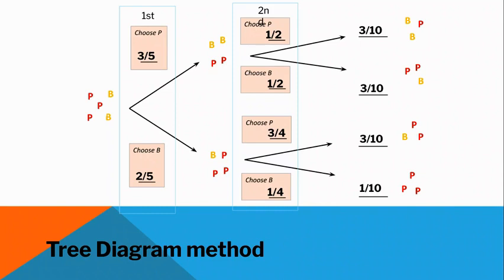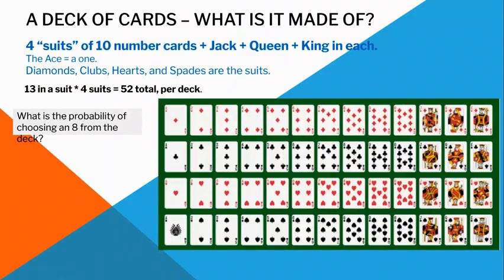So there are my probabilities. 3/5 times 1/2, 3/5 times 1/2, 2/5 times 3/4, or 2/5 times 1/4. So we know we did it right because 10 out of 10 is all the total possibilities.